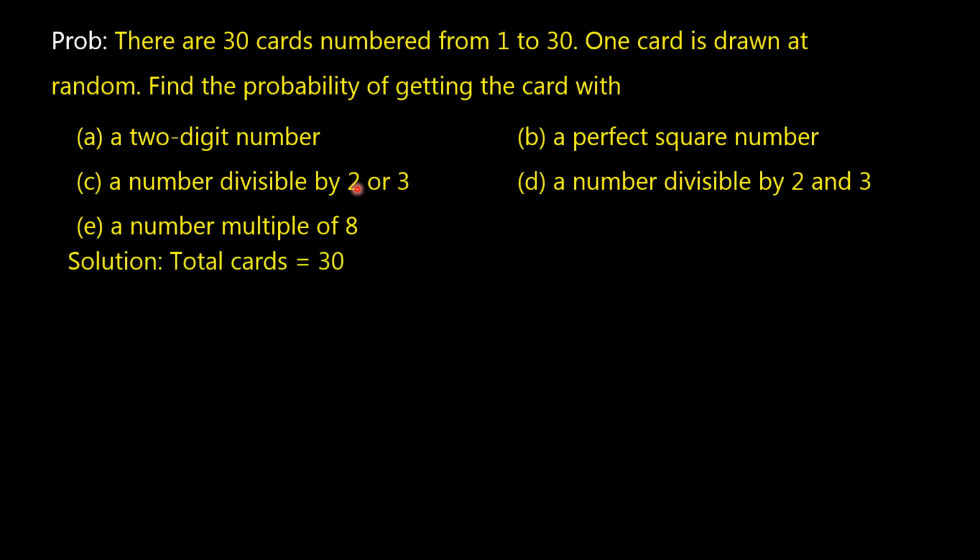Here there are 30 cards. Total number of cards is 30. One card is drawn at random. That is the random experiment. Therefore, here the sample space contains all the 30 cards. Therefore, total number of outcomes in the sample space is 30.